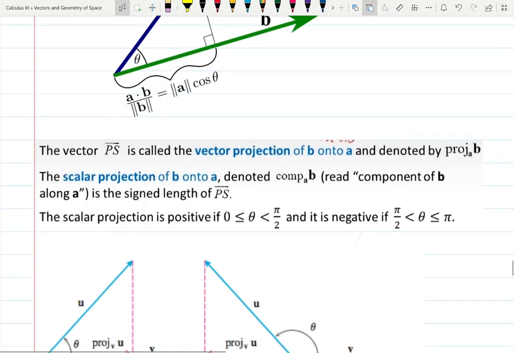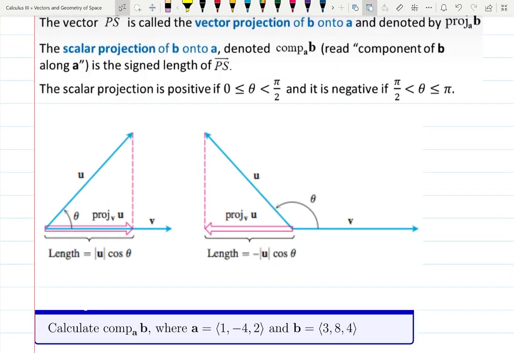Why? Let's see. Here, how do we project this vector? This vector on top of here. This is how. That's easy. But what if this vector is completely outside of this? Then we kind of imagine V is going the other way around and still project it on the floor. And the negative sign will show me that result. So this is also important.